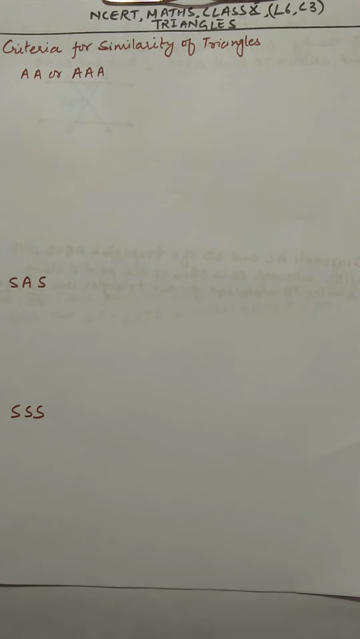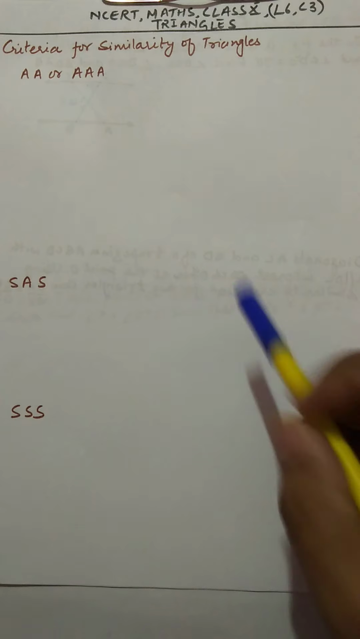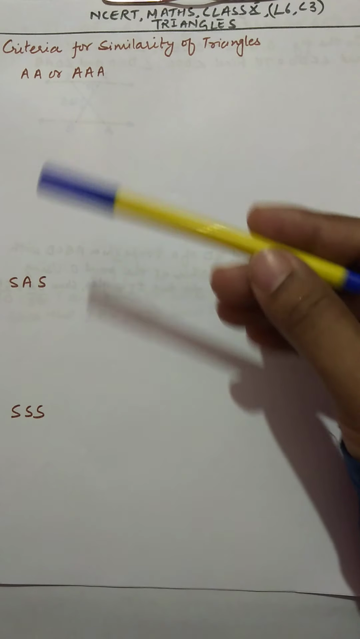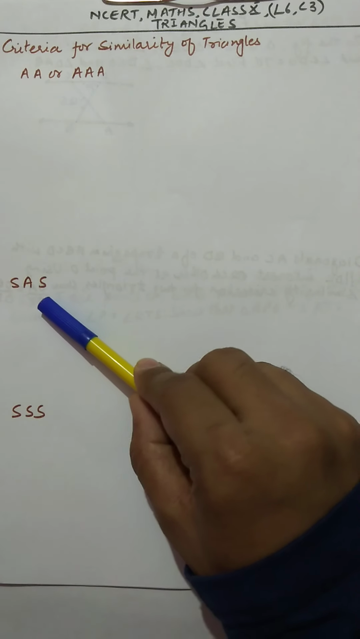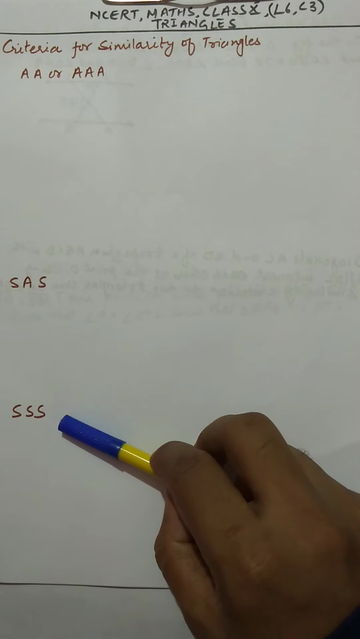Today we are going to study the criteria of similarity of triangles. You can see we have three criteria. The first is AA, and you can say AAA also. The second is SAS, and the third one is SSS.